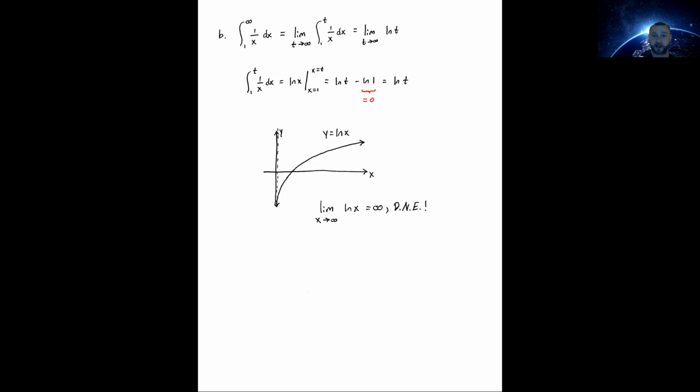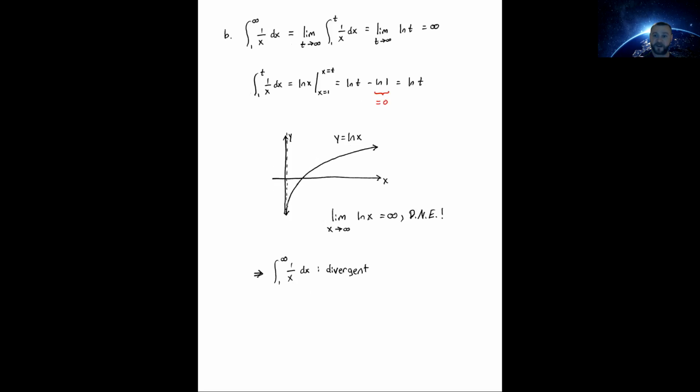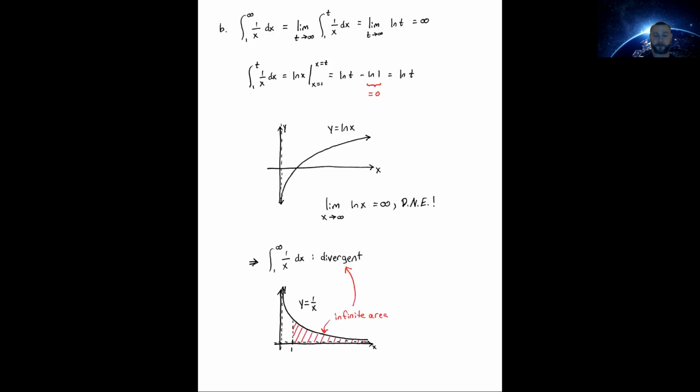So what we find here is the limit as t approaches infinity of natural log of t is infinite, it doesn't exist, which means this improper integral from 1 to infinity of 1 over x is divergent. And what that would basically mean is for the graph of 1 over x, the integral from 1 to infinity, the area beneath that curve is now infinite.